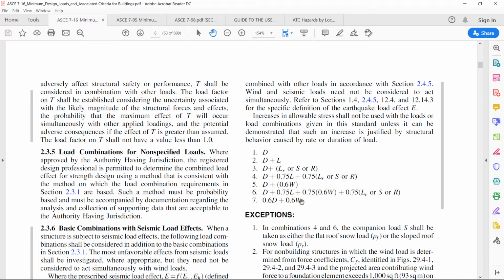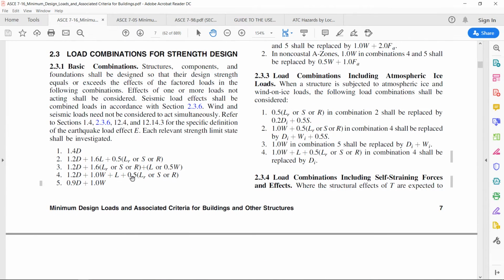And now wind is reduced for service load combination. That means the whole concept of wind definition is changed from ASCE 7-05 to ASCE 7-10 and onward. Since we are following ASCE 7-16, now our wind load is an ultimate load and our load combinations are totally different.